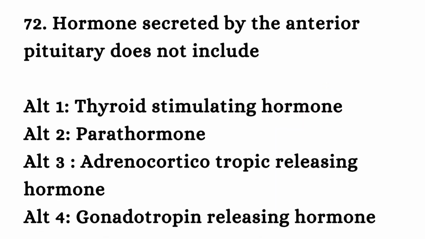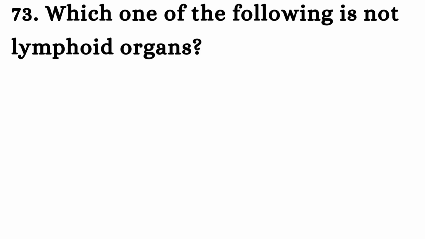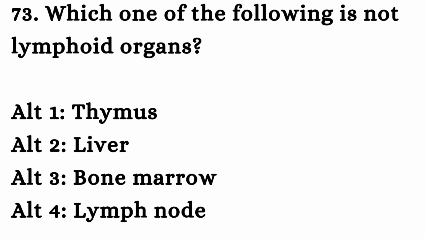Next question. Hormone secreted by the anterior pituitary does not include option 1 TSH, option 2 parathormone, option 3 adrenocorticotropic releasing hormone, option 4 gonadotropin releasing hormone or GRH. The right answer is option 3 and 4. ATRH and GRH hormones are produced or secreted by the anterior pituitary. So, this question is cancelled.